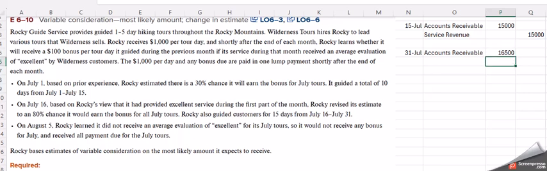So for 16,500. And then they would have service revenue for 15,000, the $1,000 a day, and then they would have bonus revenue. Or sorry, it's 16,000. I do 15 days up here too. Yeah, sorry, let me go back. I think it'd be 16 just because there's 31 days in July. Okay, so 16 days, and then 16 days of the bonus.